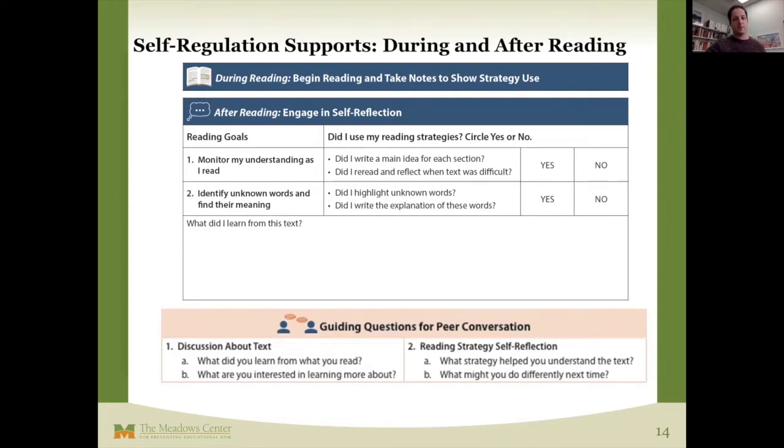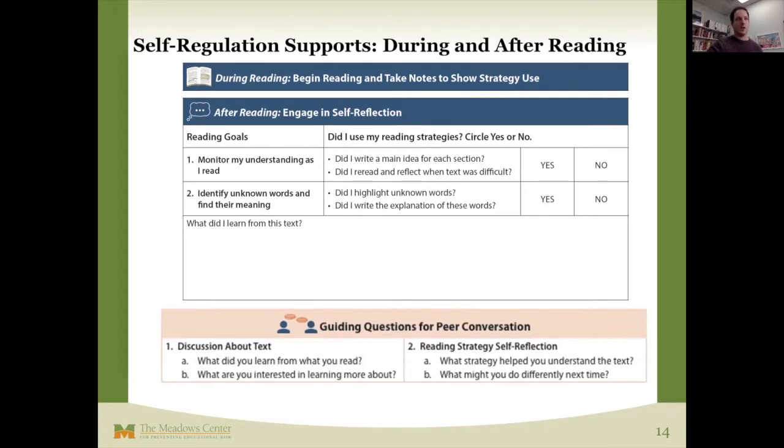After reading, they would reflect on their strategy use and discuss what they learned from the text. They would do that individually. And then there would also be the opportunity for a peer conversation where they would have a discussion about the text and a discussion about their strategy use.